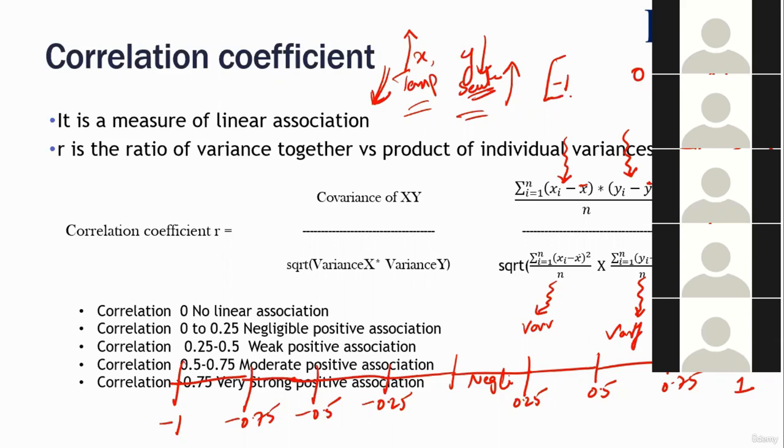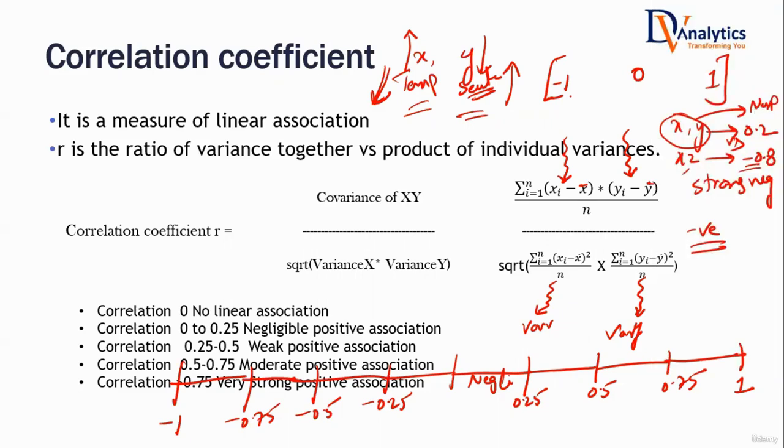So there are so many such examples that we can think of where one variable increases, the other one is actually decreasing. In that case, the correlation between them would be negative.